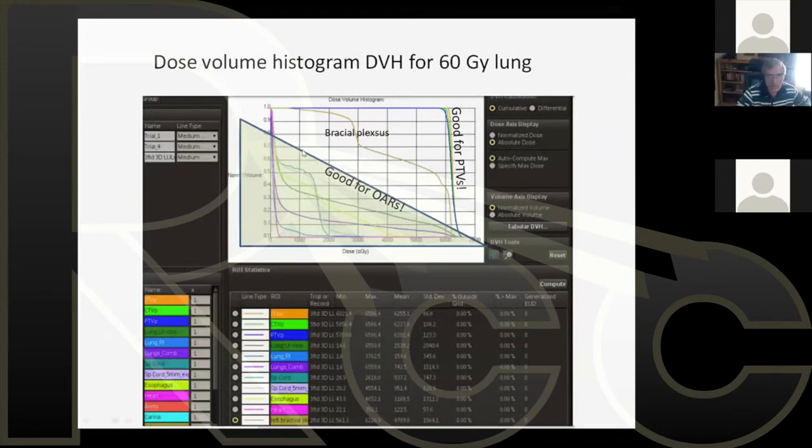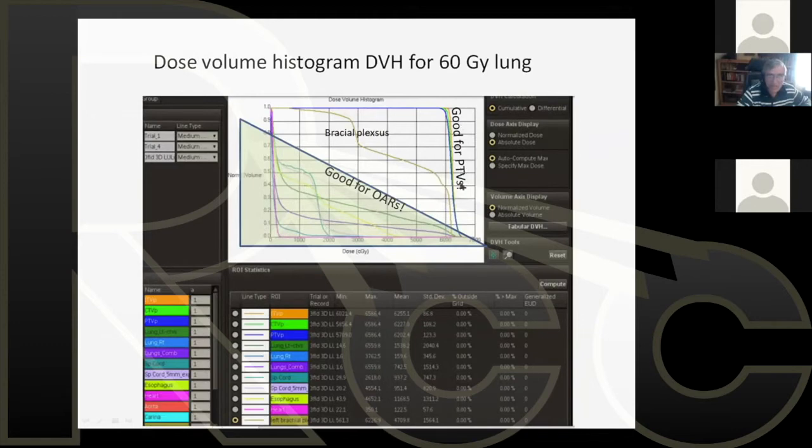So as I said before, anything to the left and down here is good. These are all the organs at risk getting very low dosages. Look at only 50%, 40%, 30, 20, 10%, getting some of this high dose. So those are good statistics.